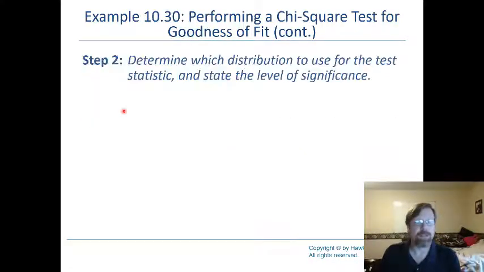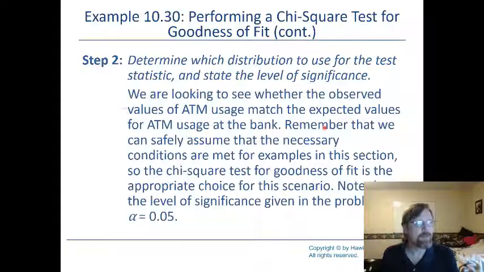So what distribution do we need to use? And state the level of significance. So we're looking at observed values versus expected values. We're assuming the necessary conditions for this section, so chi-squared is going to be a good fit here. The level of significance given was 0.05.